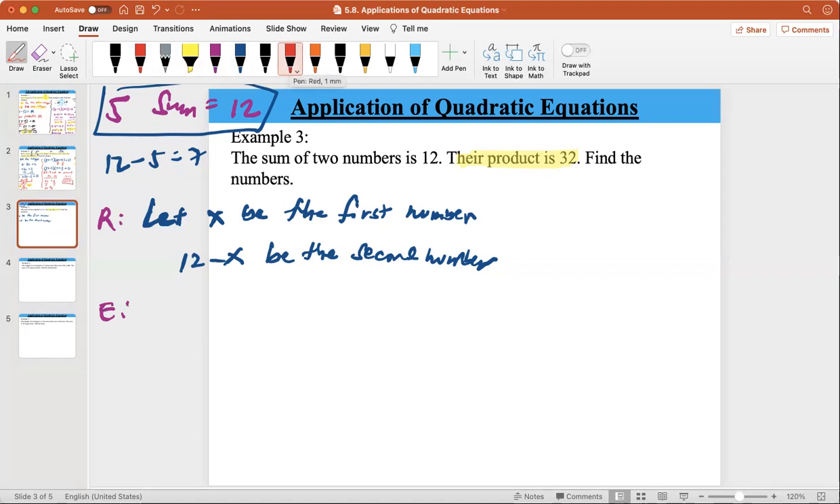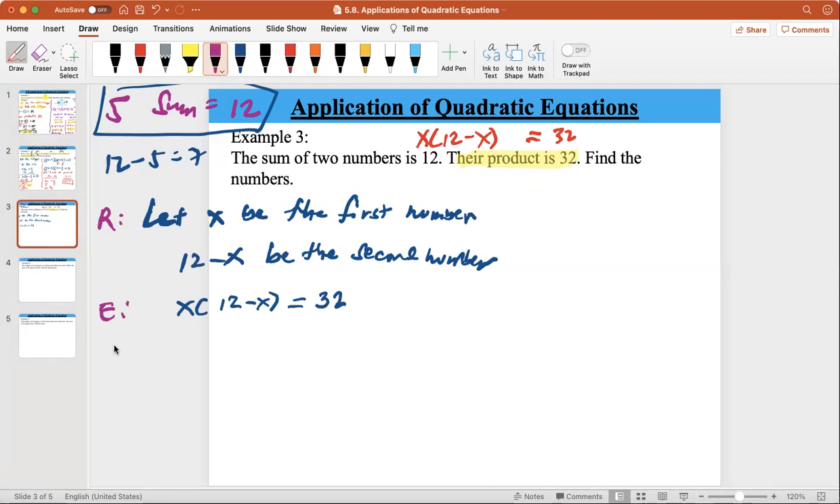What do you mean by "their"? "Their" means the two numbers, the two numbers x and 12 minus x. "Is" means equal to 32. So their product means x times 12 minus x equals 32. So we can write that here: x times 12 minus x equals 32.